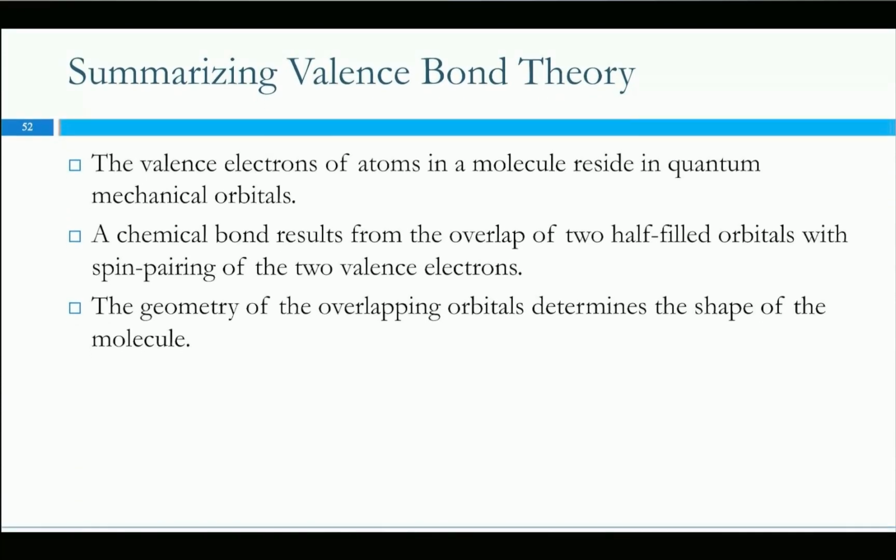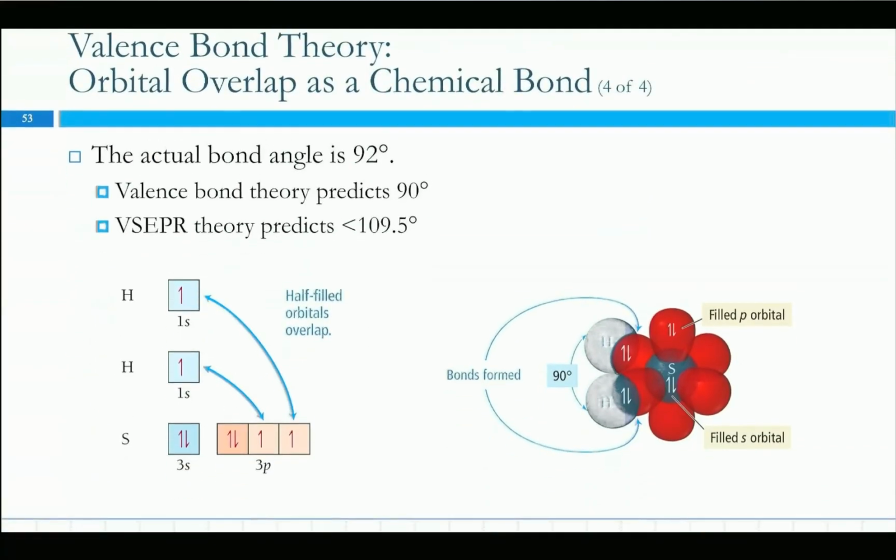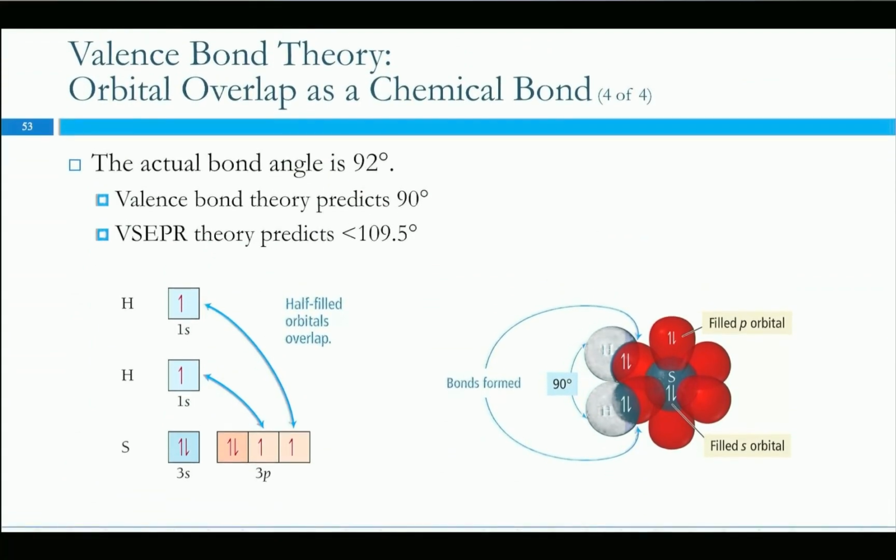So the valence electrons in a molecule reside in quantum mechanical orbitals, both for the molecule and for the atom. The shapes of those orbitals change as they come together. And then there's some optimal amount of overlap and combining of their two orbitals that gives them a minimum energy. And whichever orbitals are overlapping determines the shape. And then we've got some molecules that, according to VSEPR theory, don't get predicted very well.